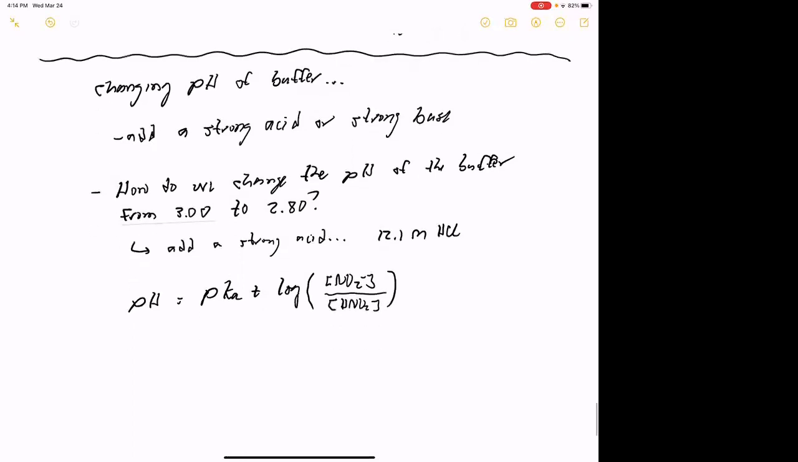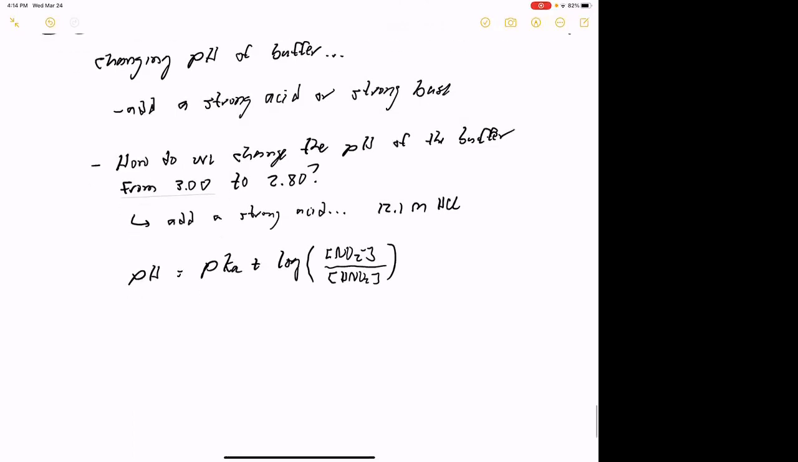Now, what pH do I want to stick in there? 2.80. We want to put our target pH in. This is where we want to end up. So this is why I'm using the 2.80. Does the pKa change? No, because that refers to the acid part of the buffer. That doesn't change. That's still 3.39. That's the pKa of the HNO2, the weak acid.